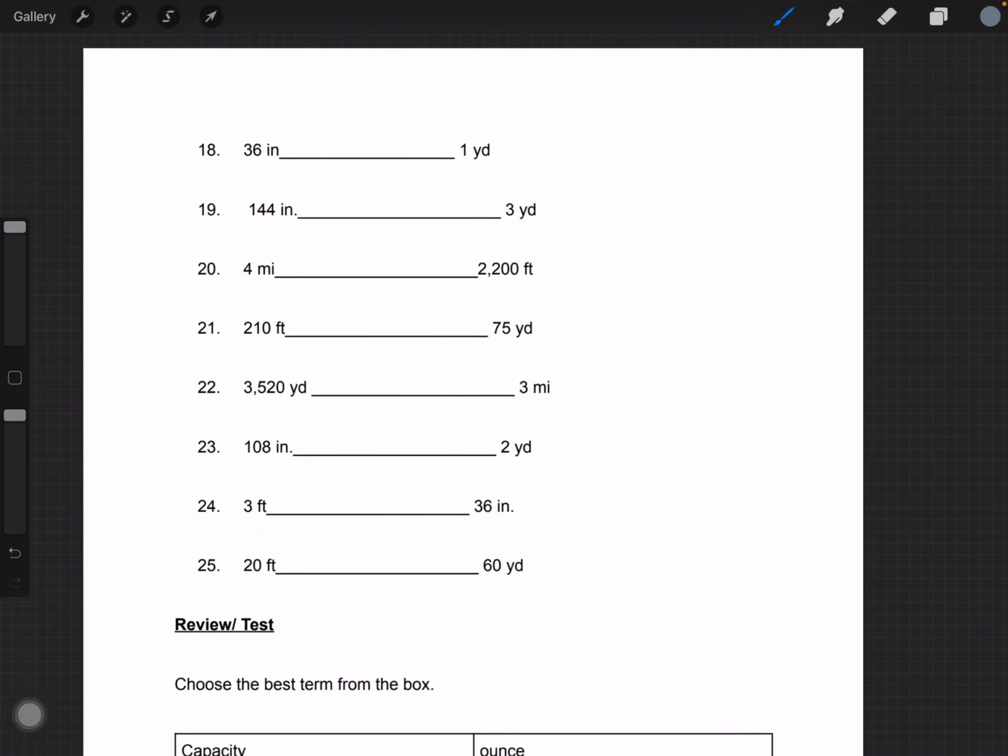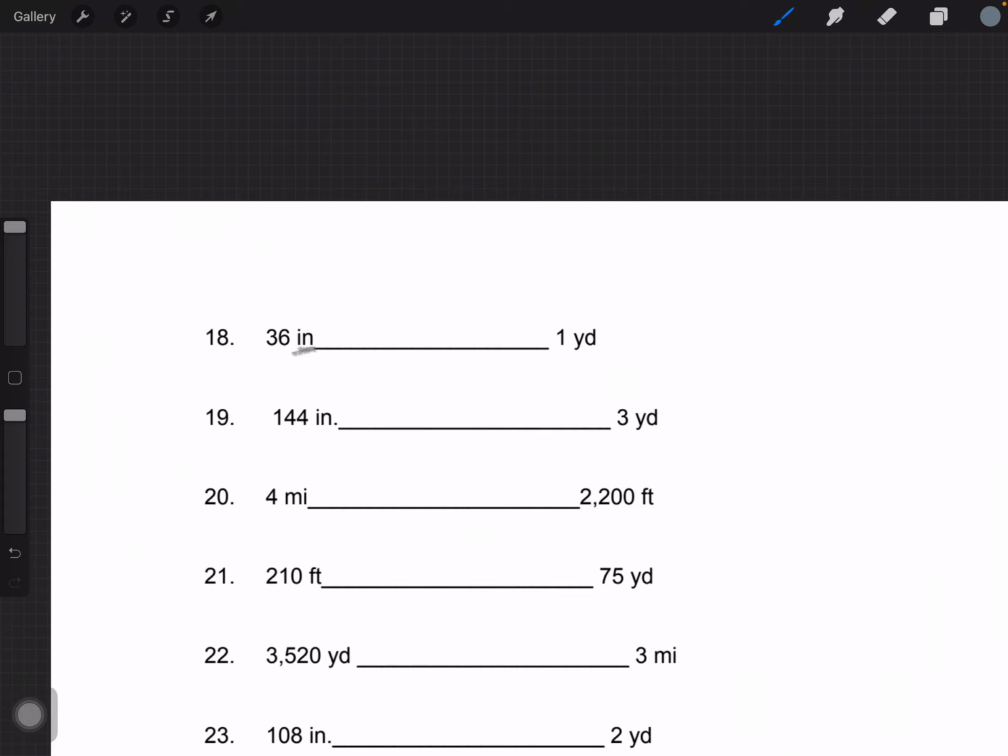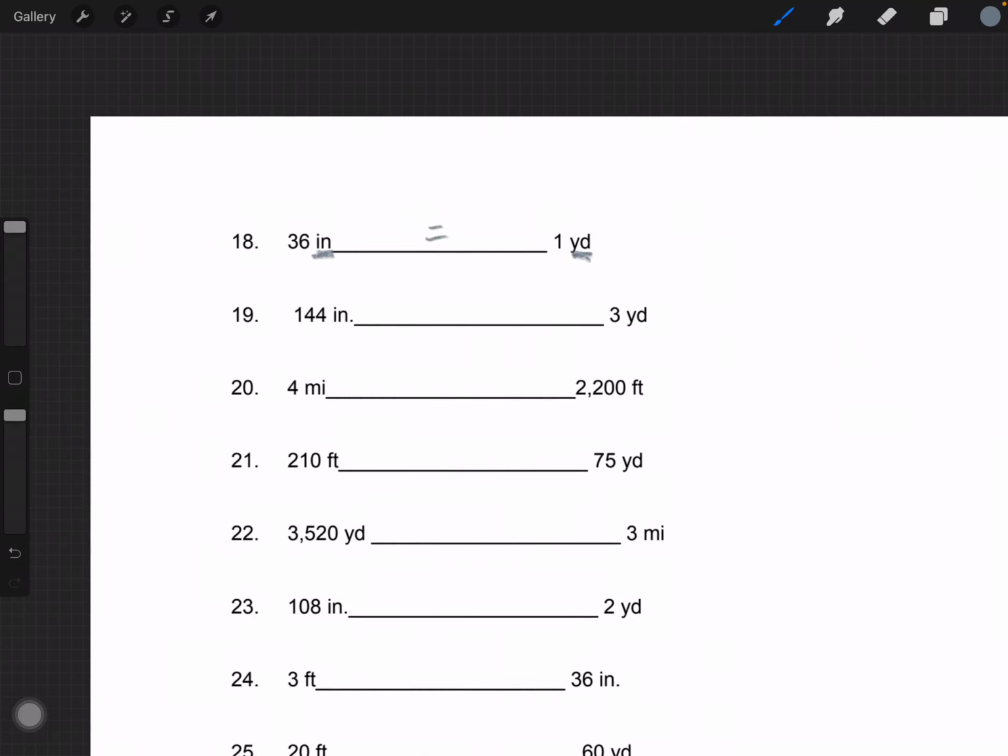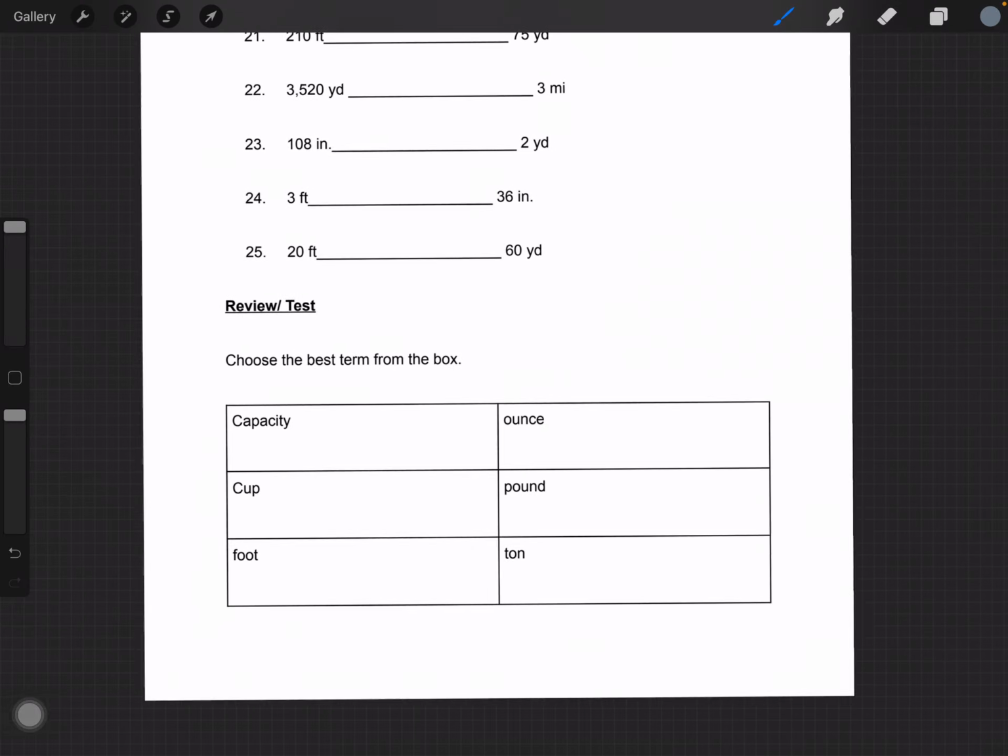This is all pretty much the same. All you have to do is get them to the same units. So this one, 36 inches or 1 yard. We know that 1 yard is 36 inches, really, so it's the same. The second one, 144 inches or 3 yards. 3 yards, each one is 36. Then 144 is greater than.